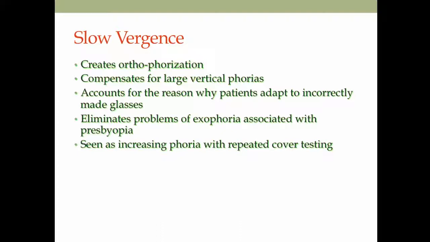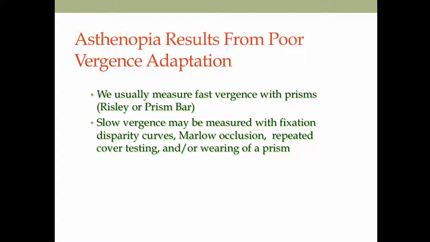Patients develop a memory of the vergence of their eyes. You know, when you prescribe a pair of glasses, it's bothersome to a patient. That patient needs to develop a memory pattern to that specific pair of glasses to be able to put them on the next day or the day after and not have asthenopia complaints. Patients who have asthenopia have poor vergence adaptation. Let me repeat that again. Asthenopia results from patients with poor vergence adaptation, not necessarily from patients who have poor fast vergence.